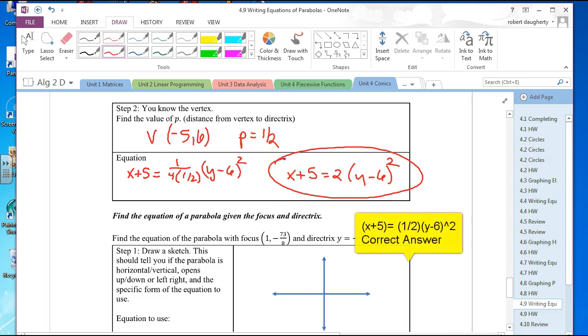Pretty straightforward. In the previous one I gave you the vertex and the focus. This one I gave you the vertex and the directrix. It doesn't change anything, because P by definition is the distance from the vertex to either of those. But you have to know which way the parabola is opening. It always opens toward the focus, away from the directrix, and that lets you know whether that number is going to be positive or negative.